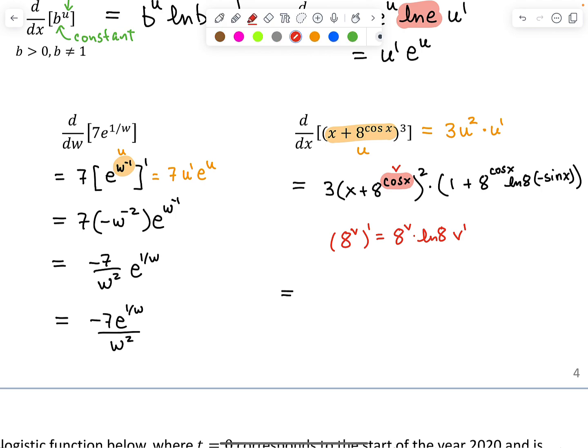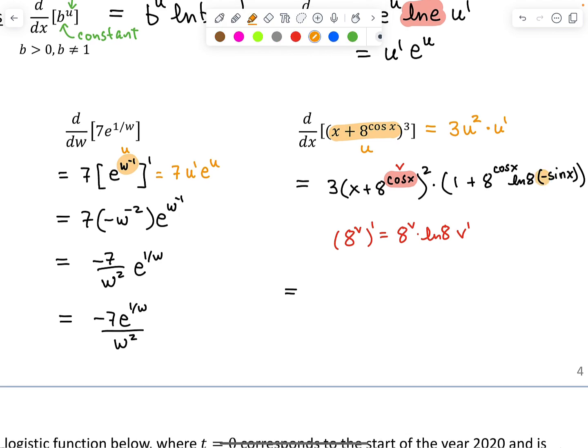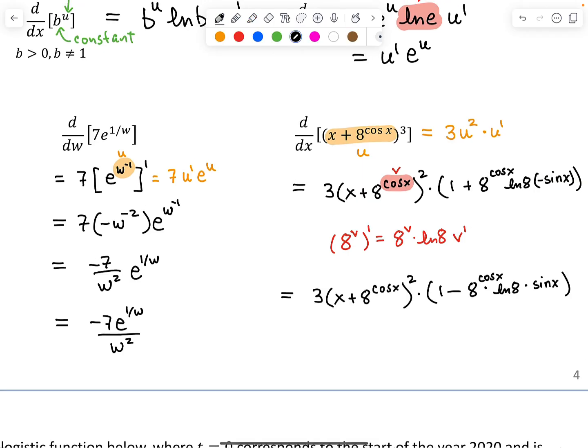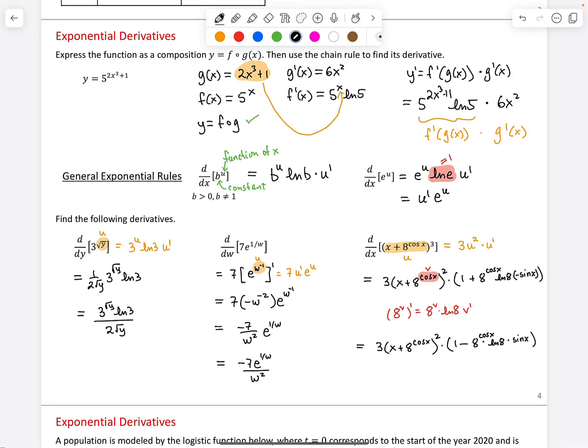Now I'll rewrite this with just one minor step of simplification, and that's this negative and this addition. I'll switch to subtraction, giving this as a final result. Okay, and moving on.